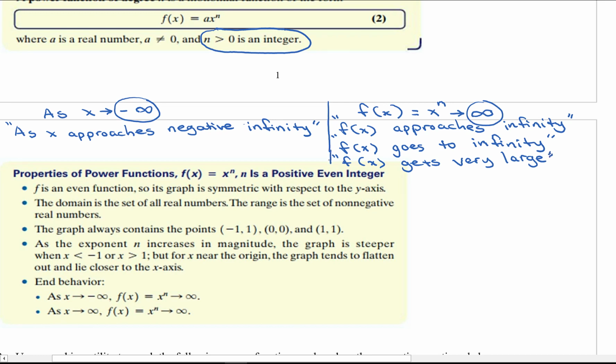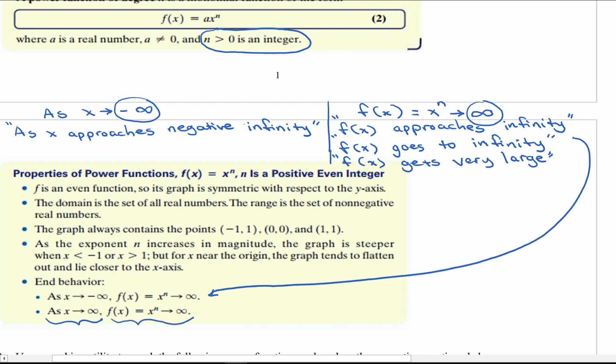And then, so this was basically how we say this first one. I'm not going to write out the second one because I think you guys get the idea there. So I'm just going to read it out loud. As x approaches infinity, f of x, which is equal to x to the n, approaches positive infinity. So if we substitute very large positive numbers, our y values will give us very large positive y numbers. So that's basically what it means.